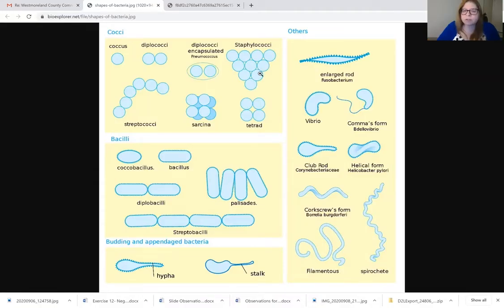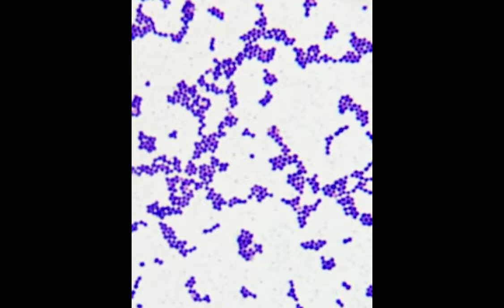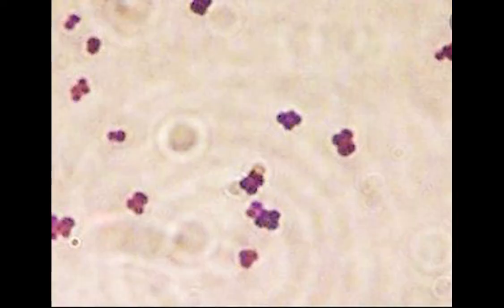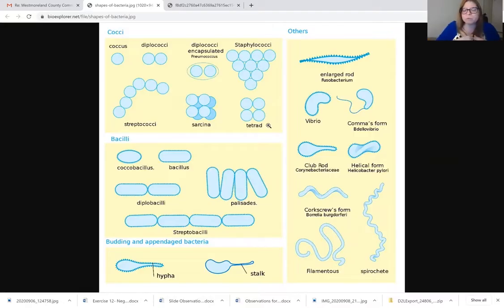Staphylococci tend to arrange themselves in clumps, and often these clumps look like clusters of grapes. That's where the name Staphylococci comes from. I believe it's ancient Greek for bunches of grapes. Sometimes they also come in tetrads. The reason for these arrangements is that when the bacteria divide, they don't separate very much from the parent cell.